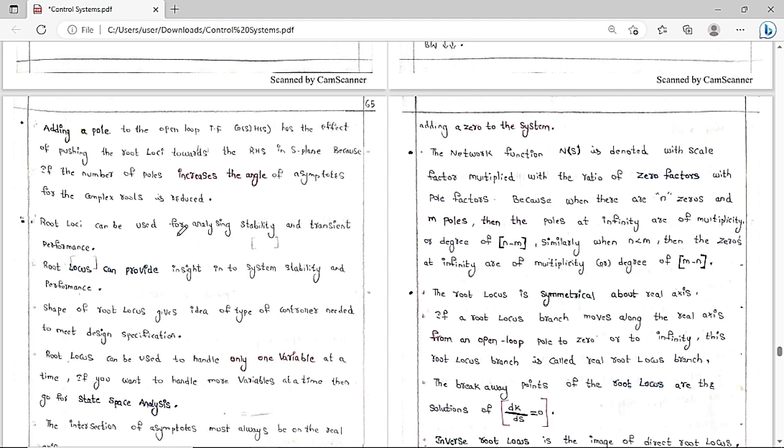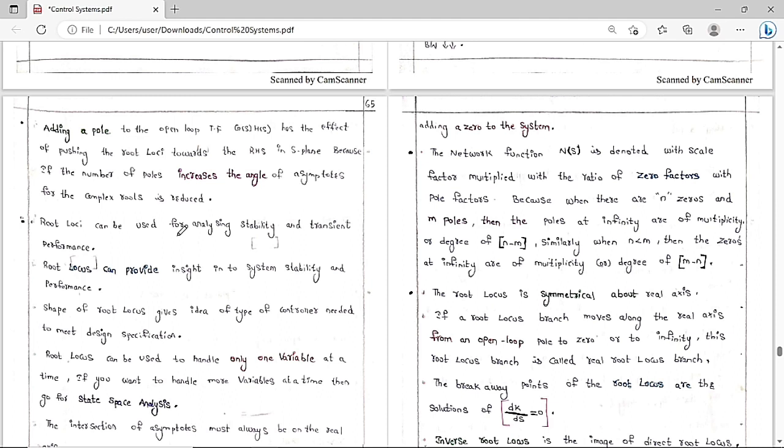What is the angle between the asymptotes? 2π/(P minus Z). As P increases, the denominator increases, so the overall value is going to get reduced. So finally I can say, adding a pole to the open-loop transfer function G(s)H(s) has the effect of pushing the root locus toward the right-hand side, because if the number of poles increases, the angle between the asymptotes for the complex roots is going to get reduced.